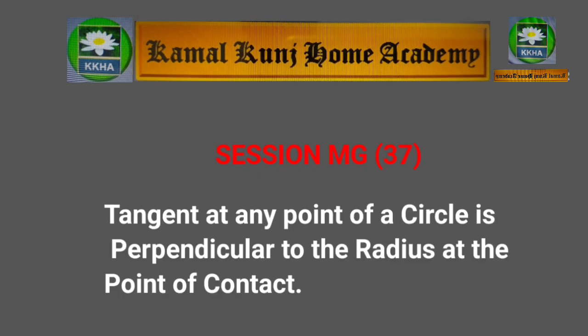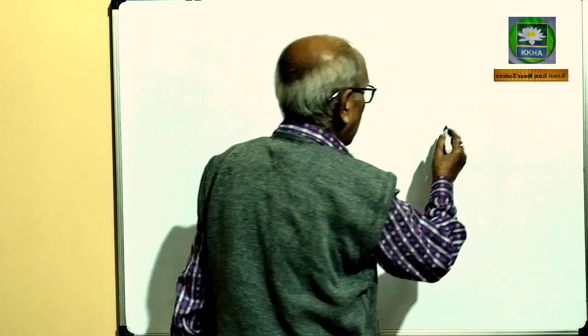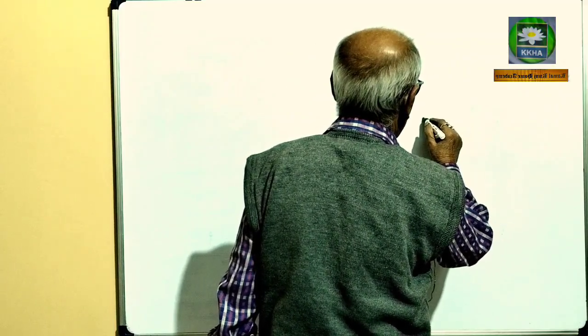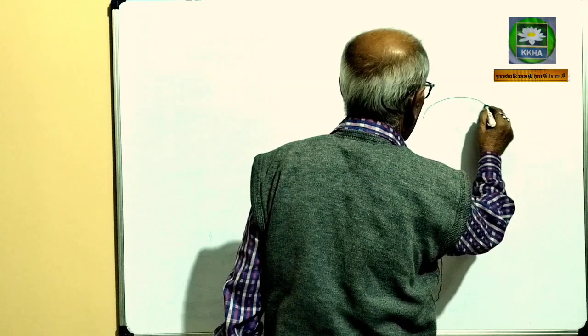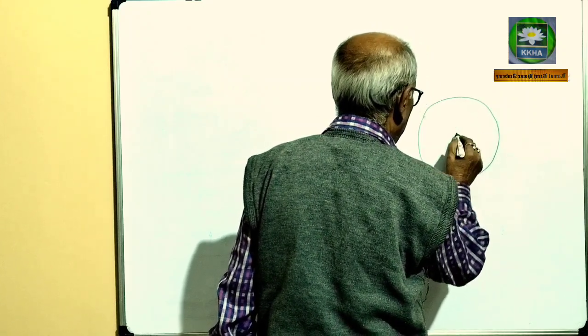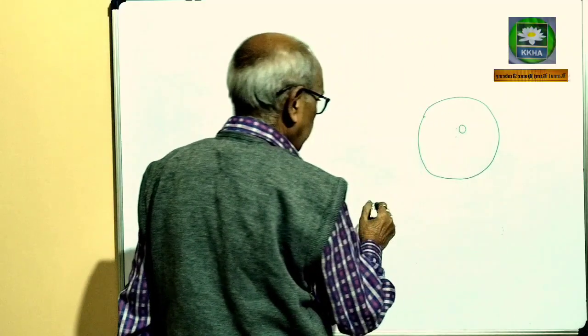In this session, we will discuss a theorem according to which a tangent to a circle is perpendicular to the radius of the circle at the point of contact. What is given here? A circle with center O and line AB is tangent to it.